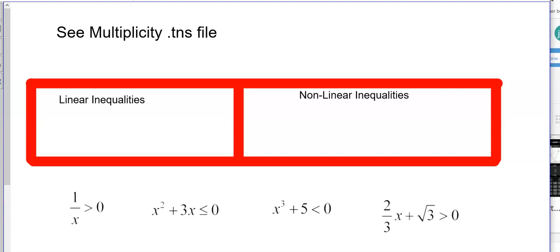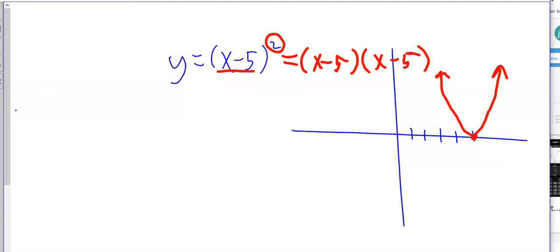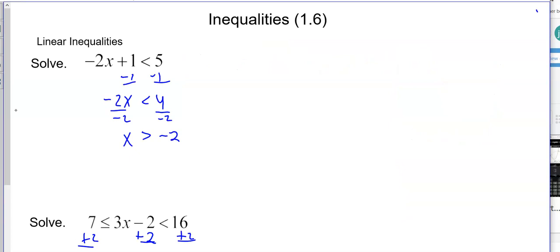So let's talk about linear inequalities. So I guess looking back at those first two examples, these were both linear inequalities.